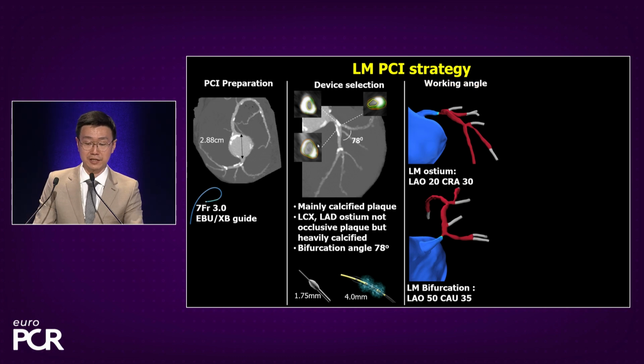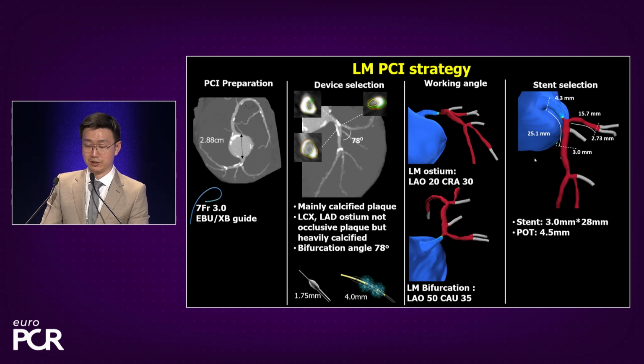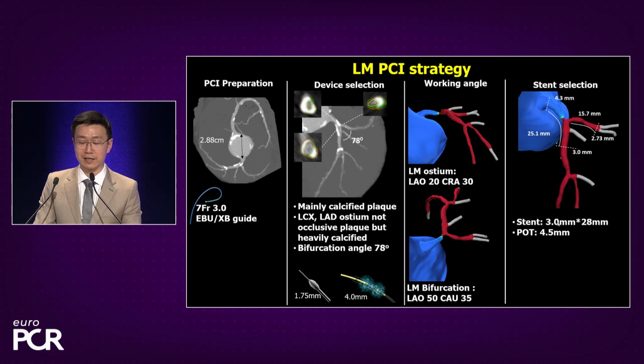The working angle again is LAO 20 and cranial 30 for the left main ostium, and the left main bifurcation working angle is LAO 50 and caudal 35. So let's select the stent. Based on the knowledge we have from the CT, the distal reference of around 3.0, we suggest that you can probably select the 3.0 over 28 millimeter stent and POT it with a 4.5 millimeter balloon.